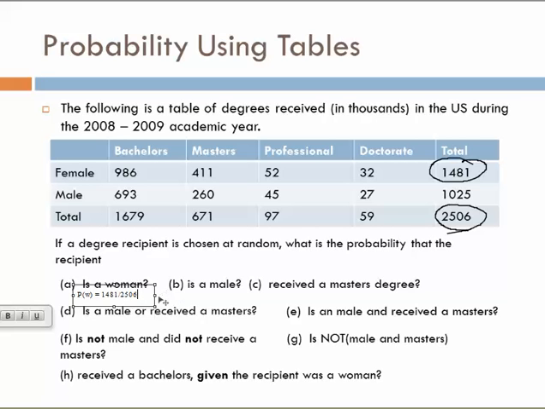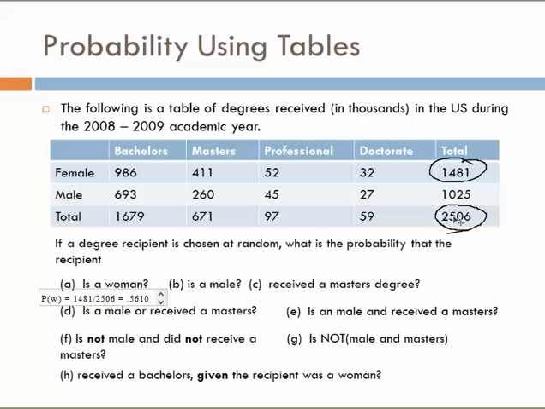The probability then, if we find the decimal for that, 1481 divided by 2506 is 0.5610. And I'm going to see if I can make this a little bit bigger. There we go. Let's stretch it out a little bit. All right. Good. So that should be your first answer for A.